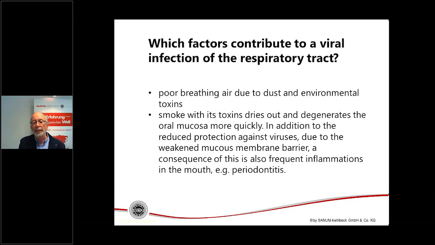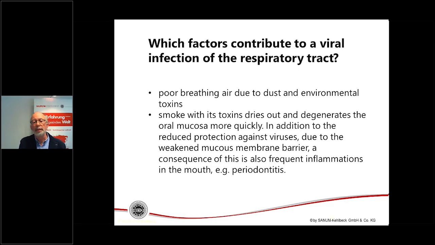Which factors can contribute to a viral infection of the respiratory tract? First of all, poor breathing air due to dust and environmental toxins should be considered. Smokers are also affected, as the smoke with the toxin dries out and degenerates the oral mucosa more quickly.